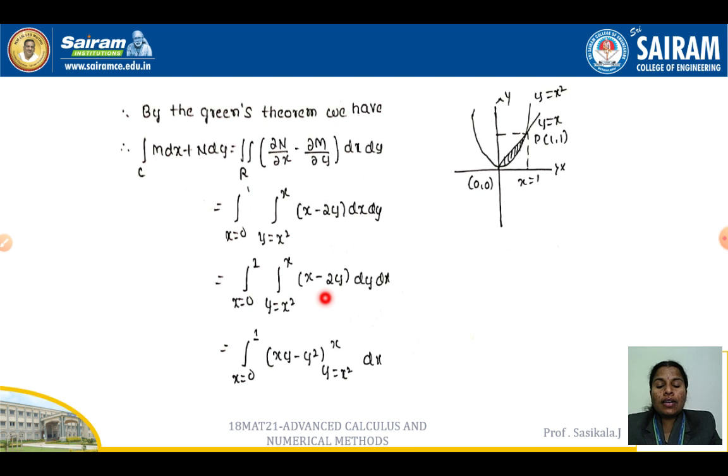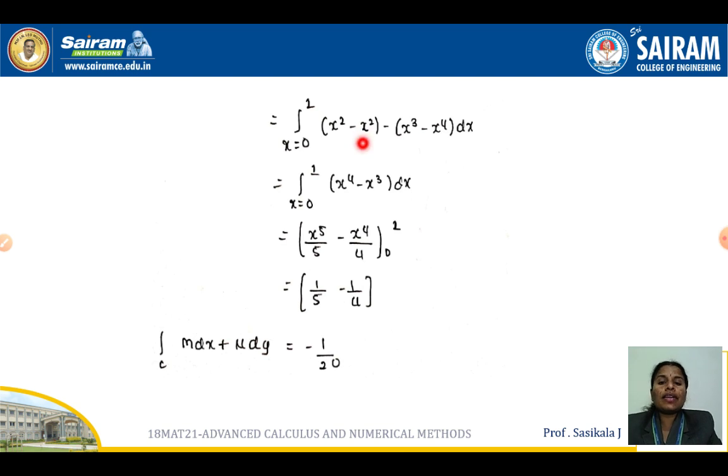After substituting your y limit, x squared to x, you will get the equation as x squared minus x squared, and the other term, x cube minus x power 4. This will go to 0. Minus, you take inside, it will become x power 4 minus x cube dx. And integrate, I will get x power 5 by 5 minus x power 4 by 4 with 0 to 1. After limit substitution, the answer is minus 1 by 20. So similar to your first problem.